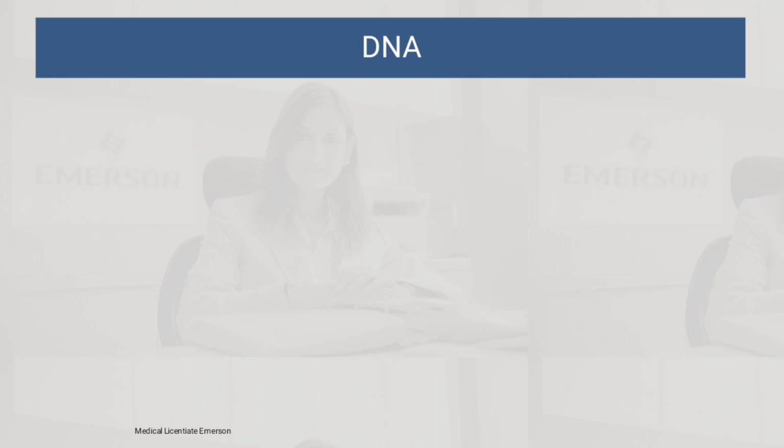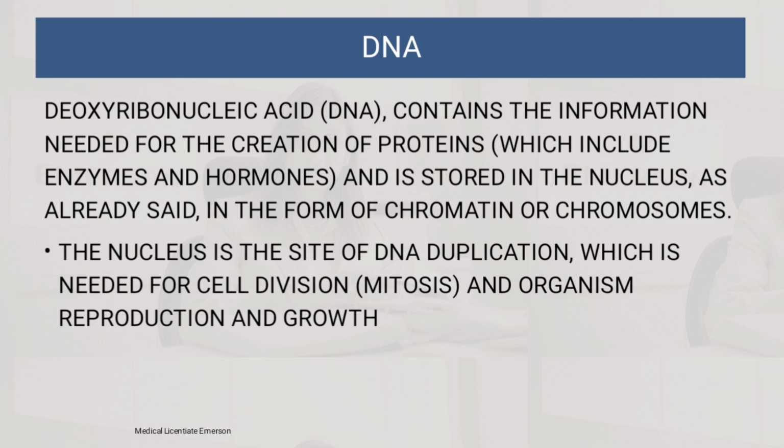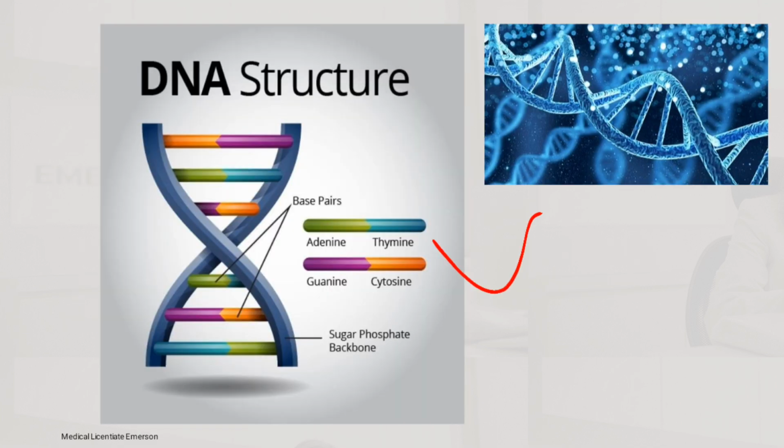When we talk about the DNA itself, DNA means deoxyribonucleic acid, which contains the information needed for the creation of proteins, which include enzymes and hormones, and is stored in the nucleus, as already said, in the form of chromatin or chromosomes. The nucleus is the site of DNA duplication, which is needed for cell division in mitosis and organism reproduction and growth. That's the DNA structure.